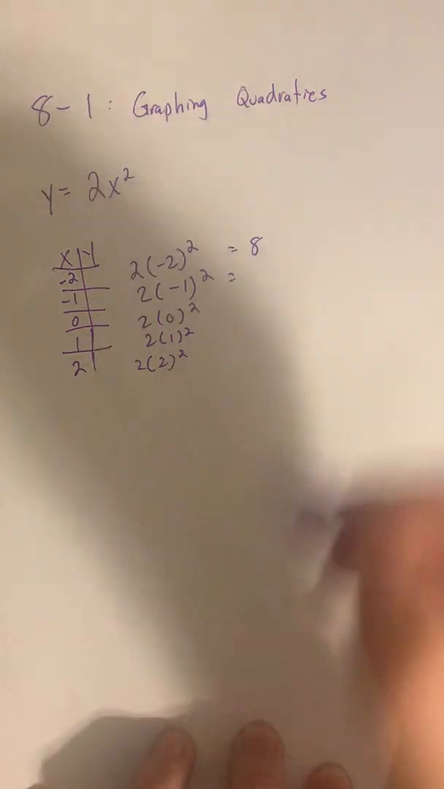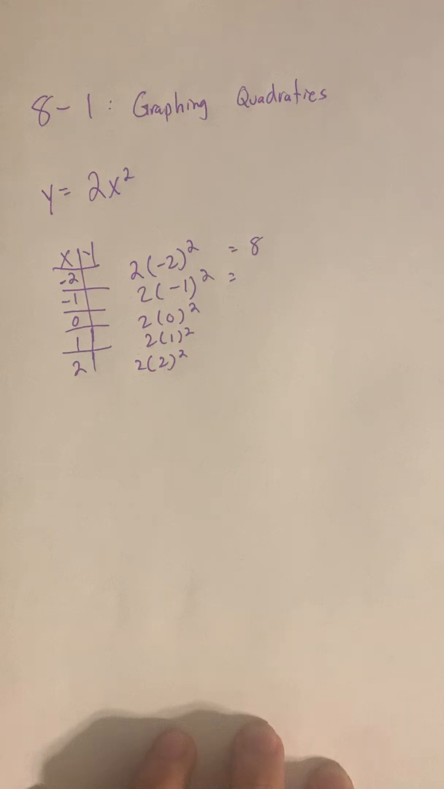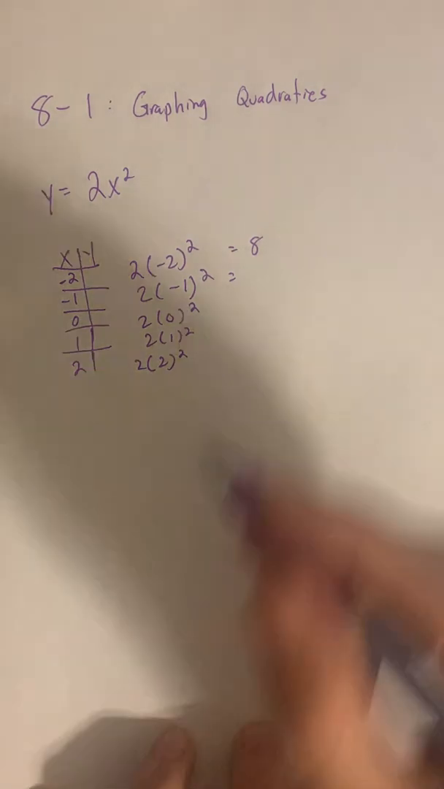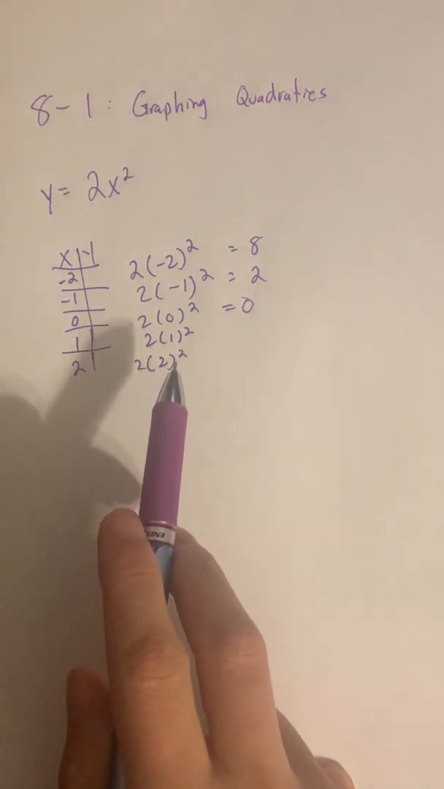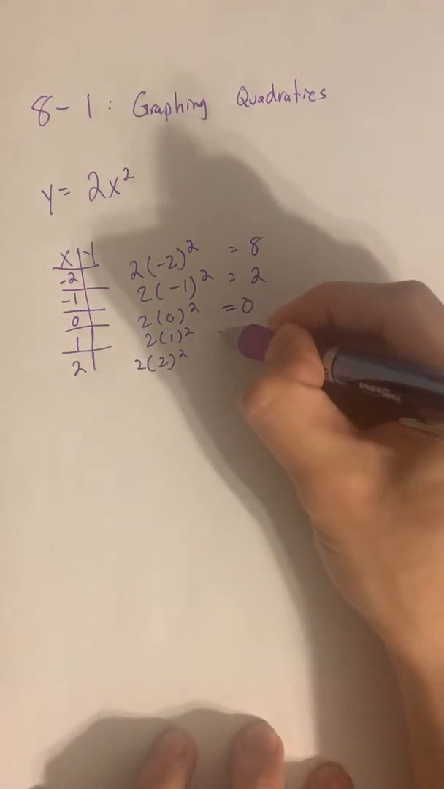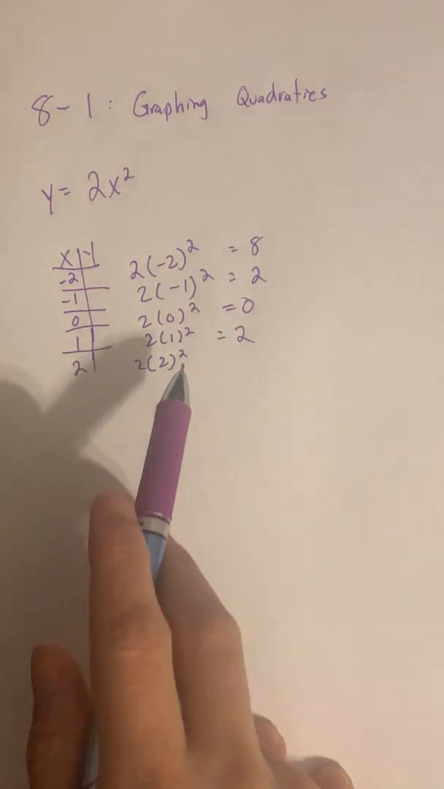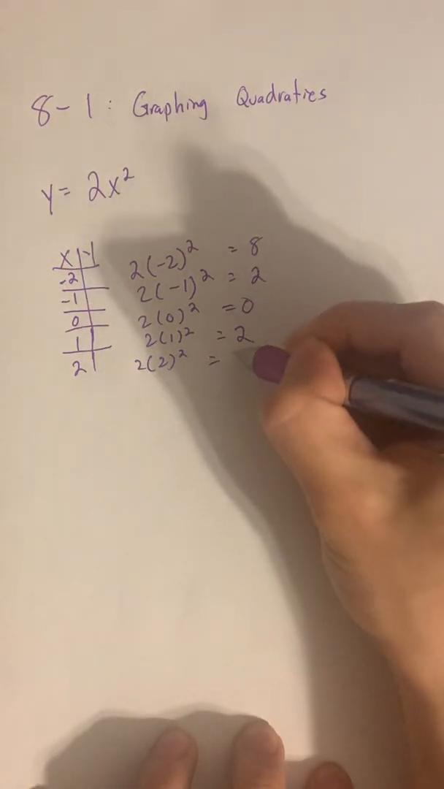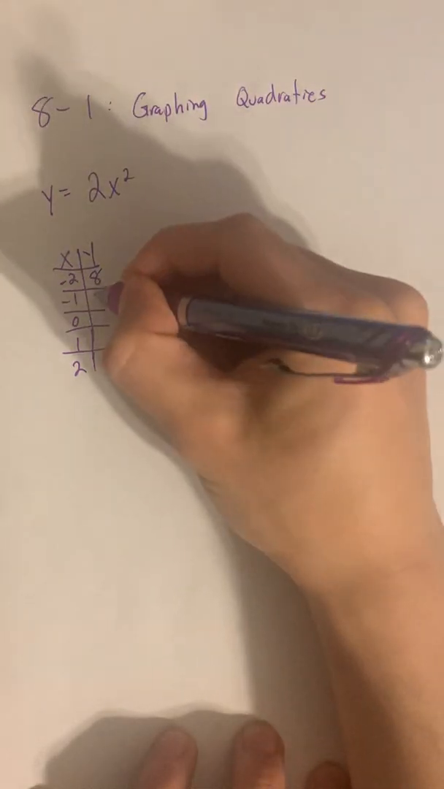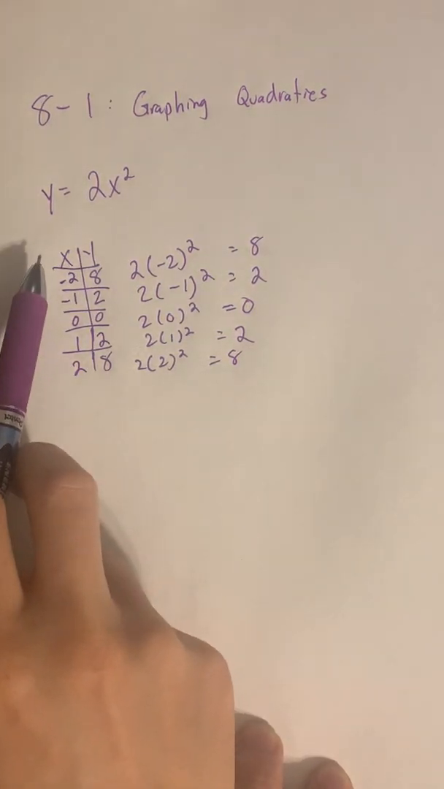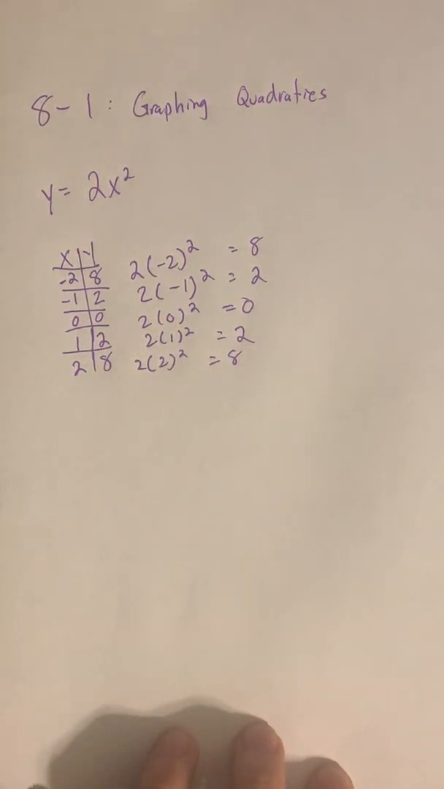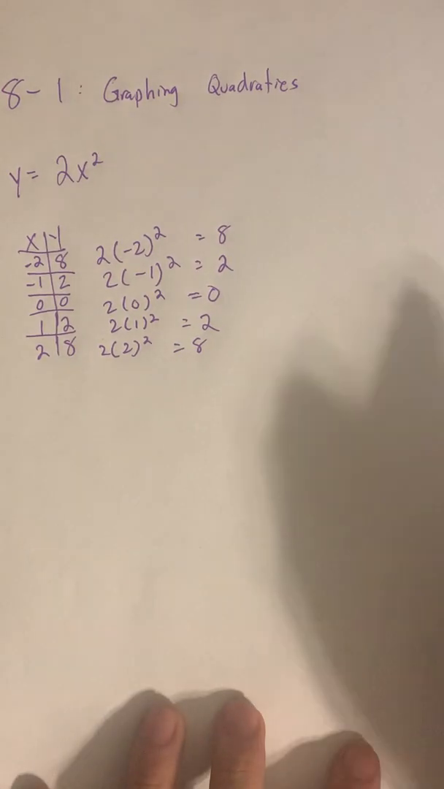All right, and then this is -1 squared, which is 1, times 2. So this is 2. Next is 0 squared, which is 0. 2 times 0 is 0. 1 squared is 1. 2 times 1 is 2. 2 squared is 4. 2 times 4 is 8. So these are our answers here. All right, so with this table, we're given 5 points. So let's go ahead and graph using those 5 points.